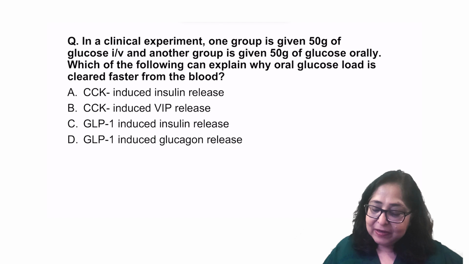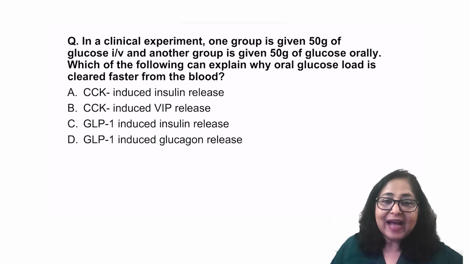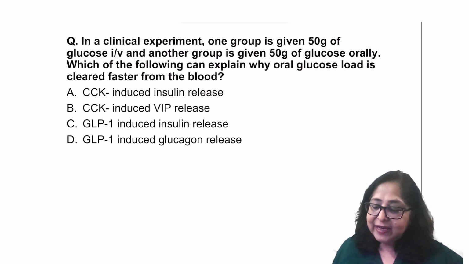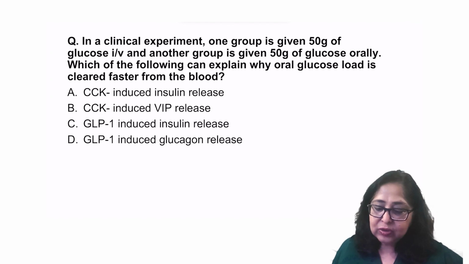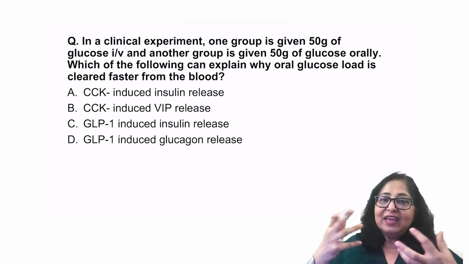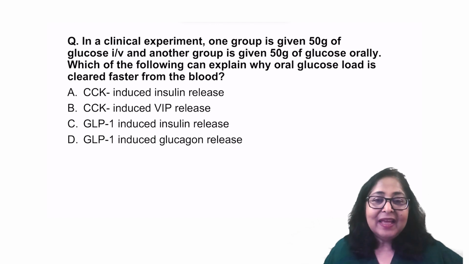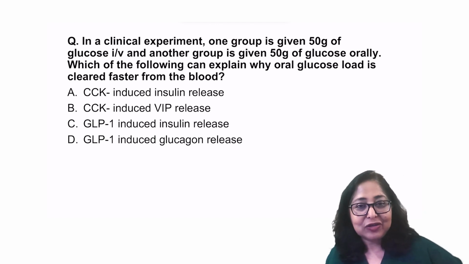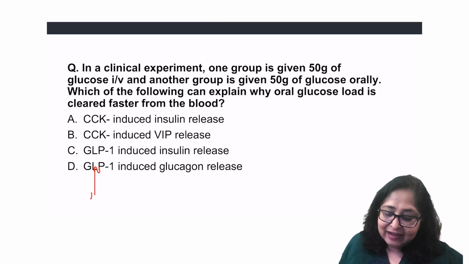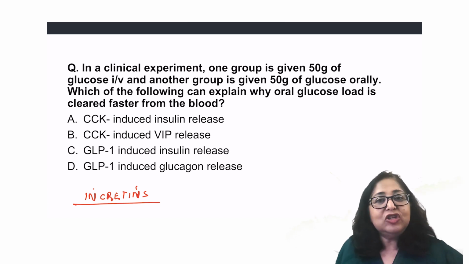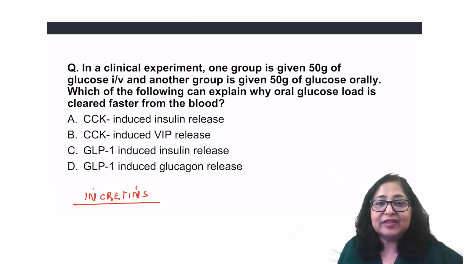In a clinical experiment, one group is given 50 grams of glucose IV, another group is given 50 grams of glucose orally. Which of the following can explain why oral glucose load is cleared faster than from the blood? Now, when we give oral glucose, there are agents which are secreted in the GI tract which increase insulin secretion, which are also known as incretins. What are incretins? These are GI hormones which increase insulin secretion.